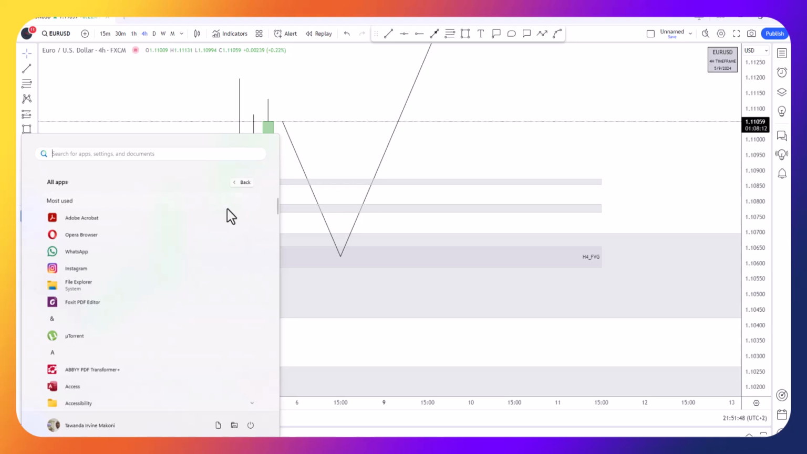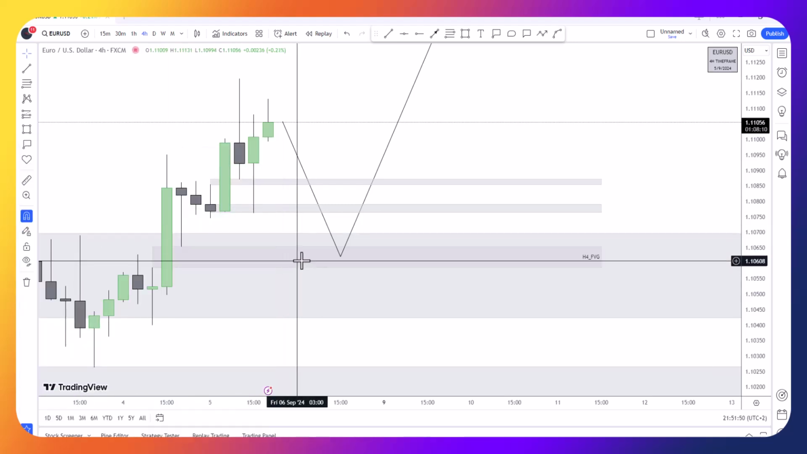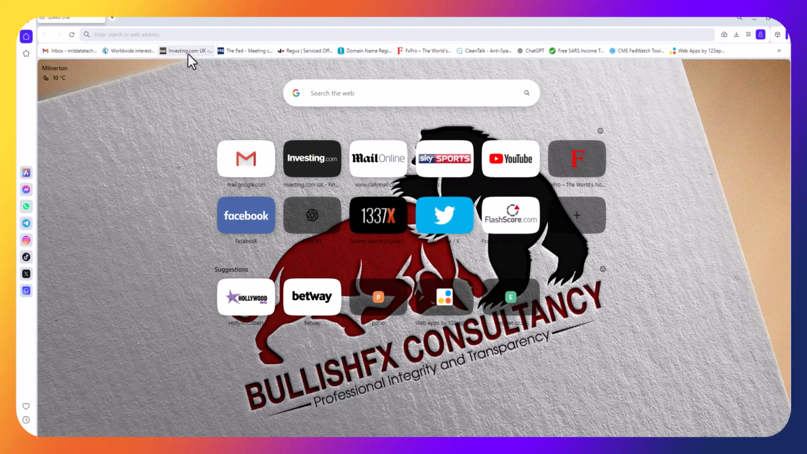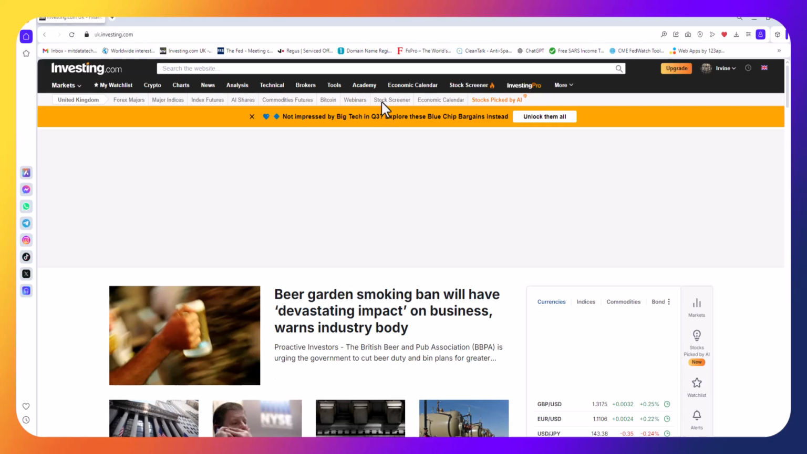Let me come to the browser so that you guys can see what I'm talking about. We go to investing.com, right, and then we go to the calendar.